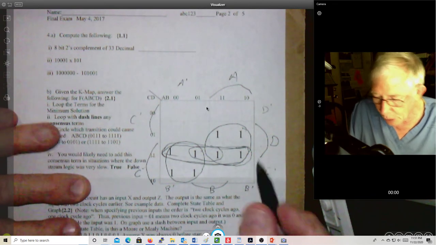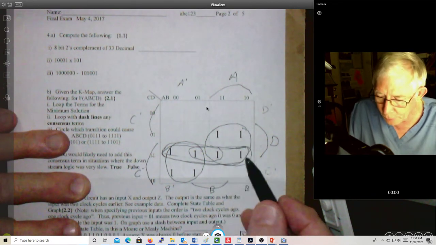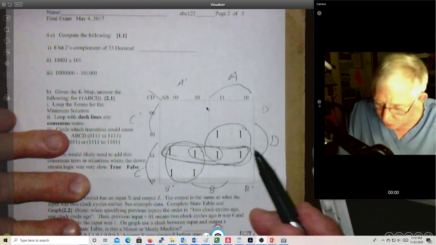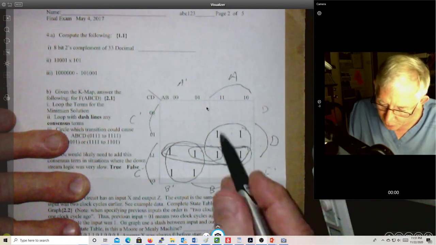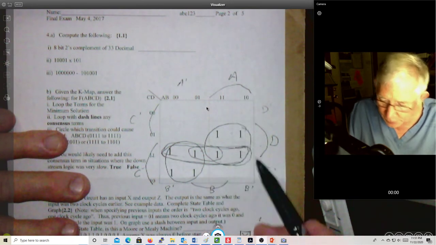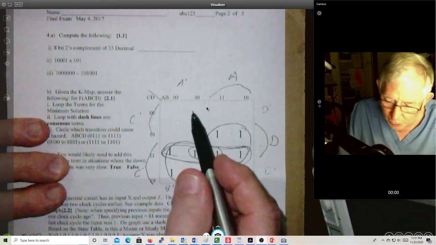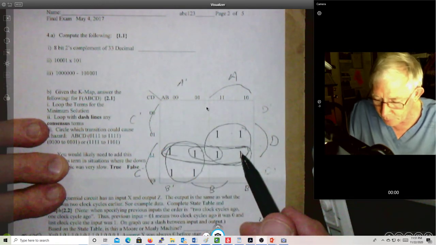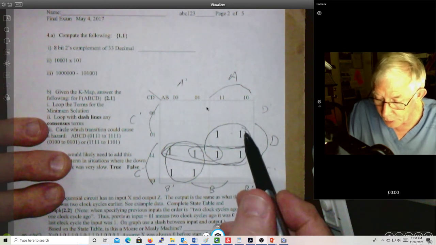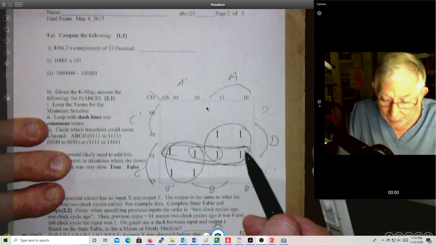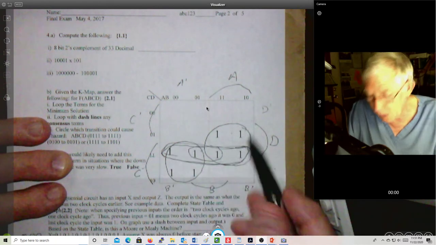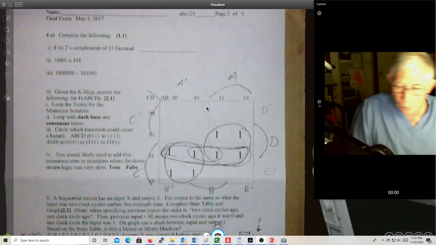Because you look and see what drops. So what variables change here? Well, the C, it's 1 down here and 0 up here, so it drops. And the B, it's 1 here and 0 here, so it drops. So that gives you AD. When you combine two boxes, you're going to get a three-variable term. If you combine four boxes, you're going to get a two-variable term. If you combine eight boxes, you're going to get a one-variable term. And if you combine all 16 boxes, you're going to get a constant, 1.